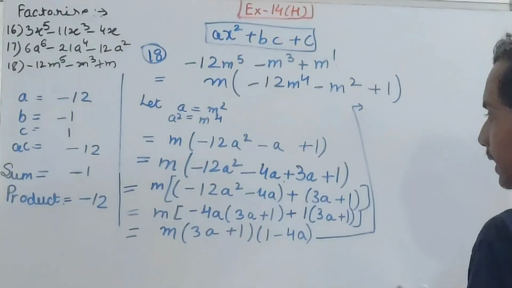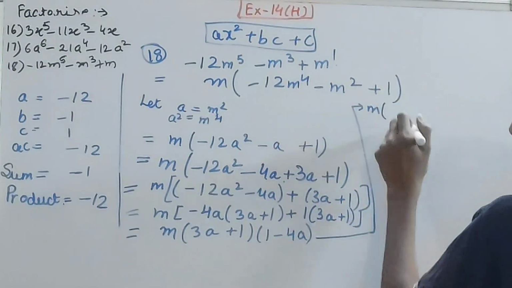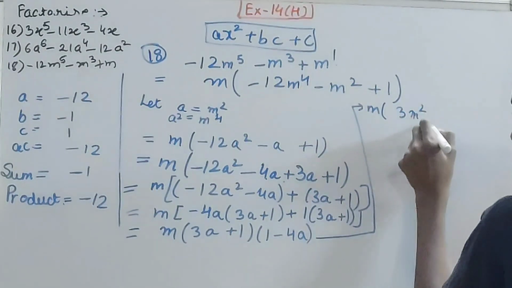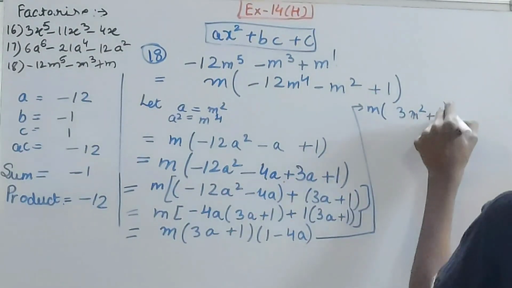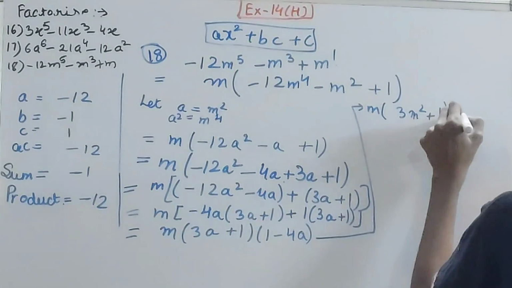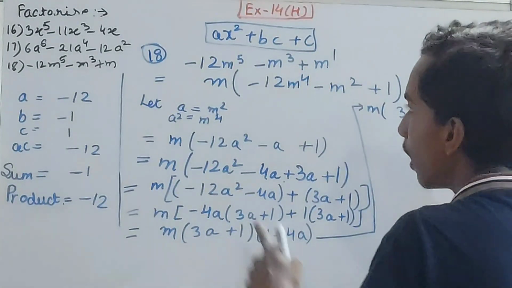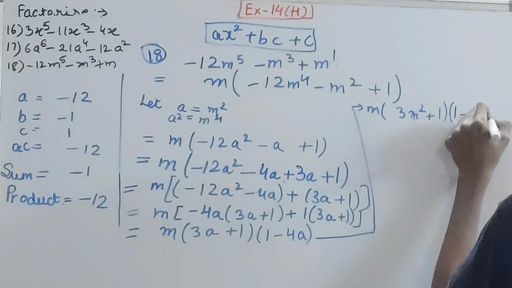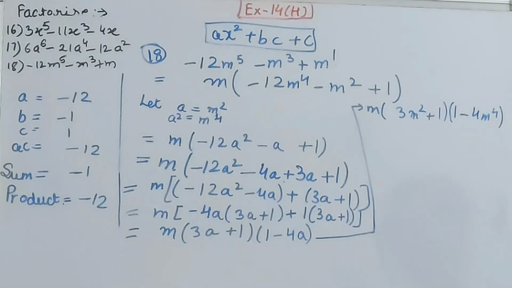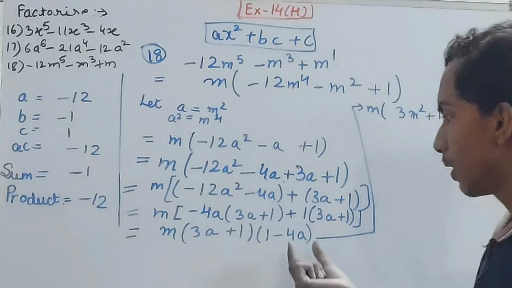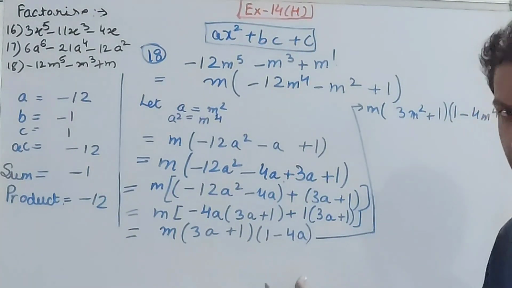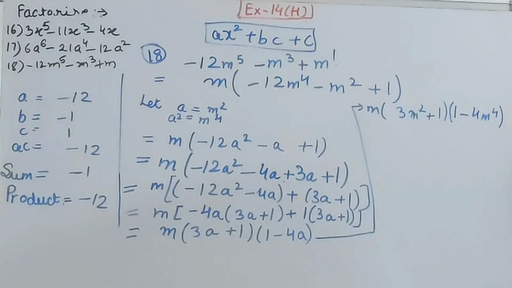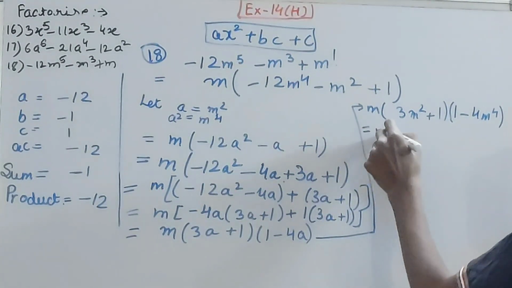Now we have to factorize this, put the values down. M into 3A is m square, so 3m square plus 1, okay, and into 1 minus what you have here, A square, so that is m to power 4, so minus 4 m to power 4. Okay, now this is understood why I changed the order. Although if you write it that way, then you have to bring it in this way. Ultimately you will come to this point only where you will have 1 minus 4A, which is 1 minus 4 m to power 4. This can still be factorized.